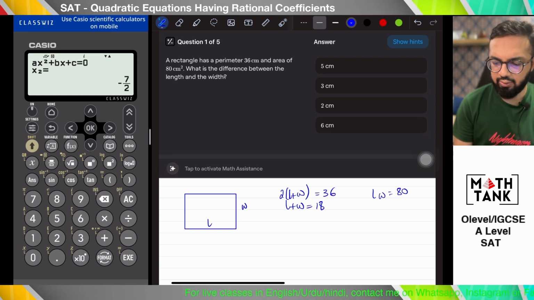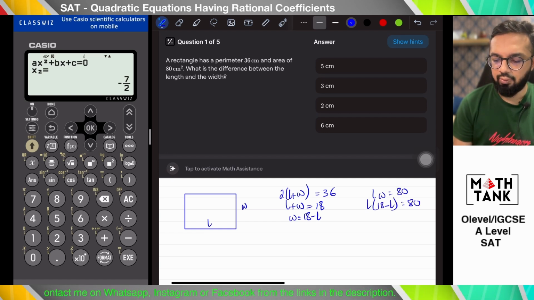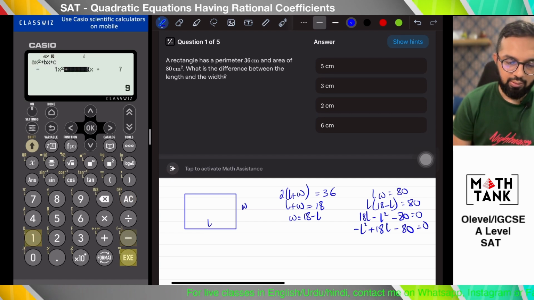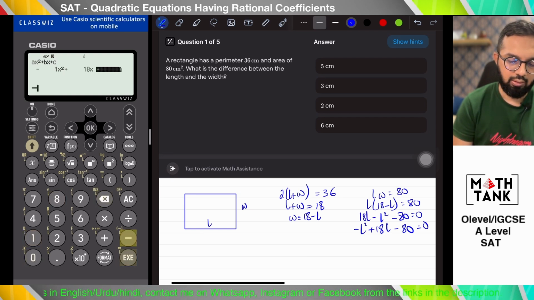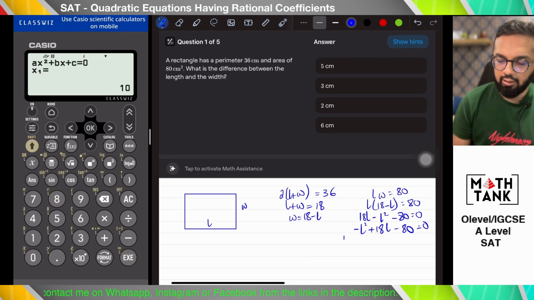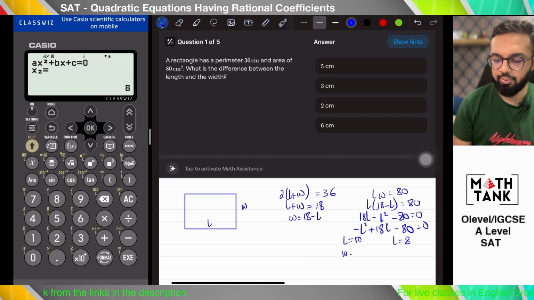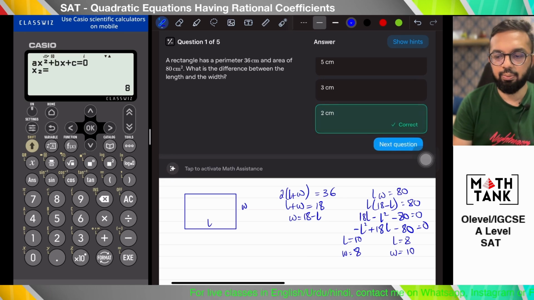I can just solve these simultaneously. You can say that W equals 18 minus L. So I get 18L minus L squared minus 80 equals 0. That's a quadratic equation for me to solve. Minus 1, 18 and minus 18. I get L as 10 or L as 8. If L is 10, W should be 8. And if L is 8, W should be 10. What is the difference? The difference is 2 centimeters between them.